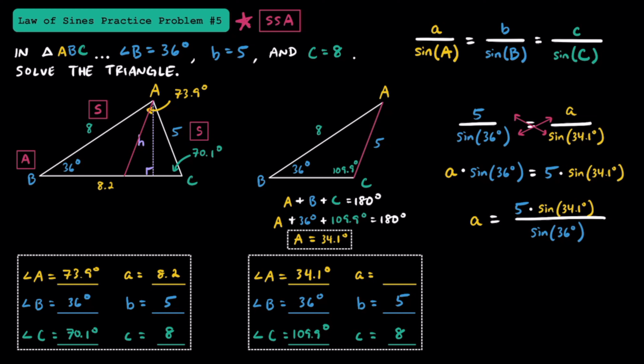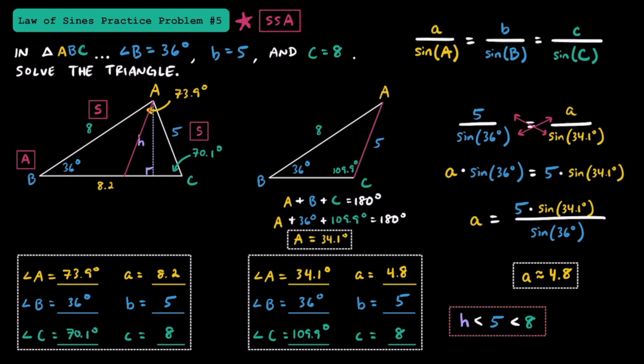Plugging this into a calculator, we find out that A is approximately equal to 4.8, and we can write that right inside here as our last bit of information. The big key takeaway here is that when the height of this triangle is less than the side length that's opposite of the angle we're given, and that's less than the adjacent side of 8 in this problem, we're going to have 2 possible triangles.